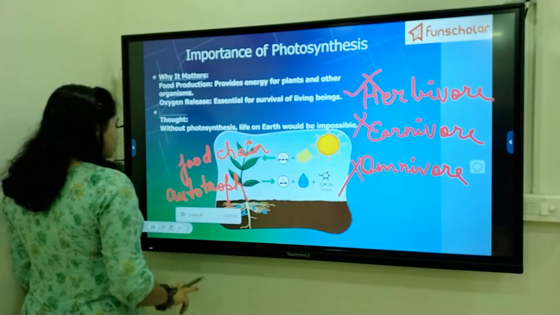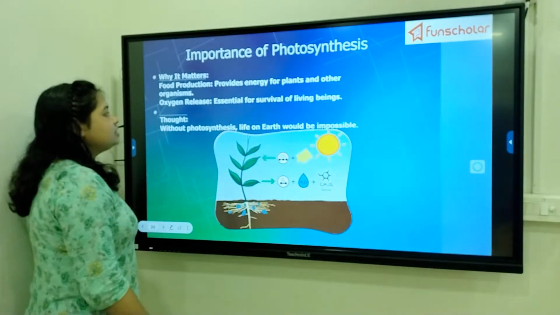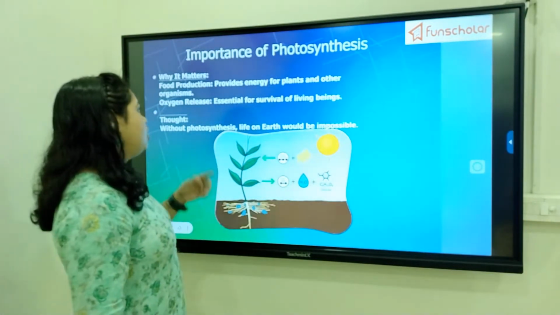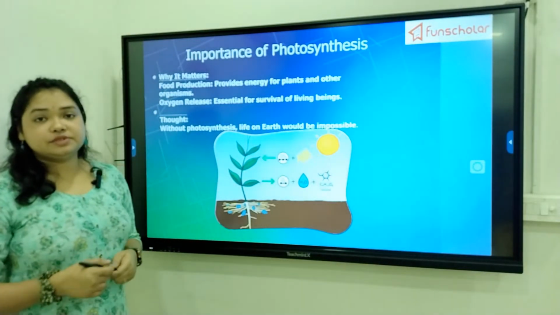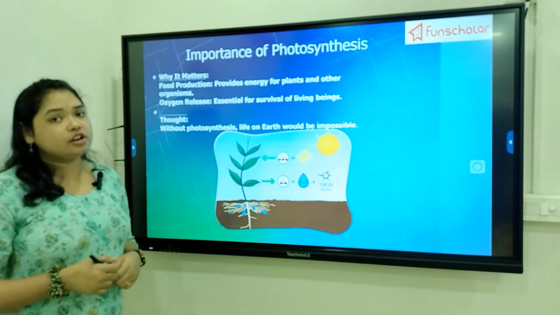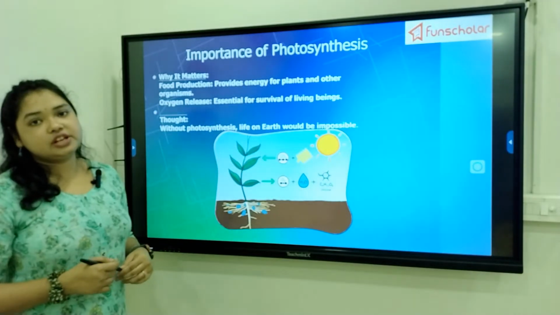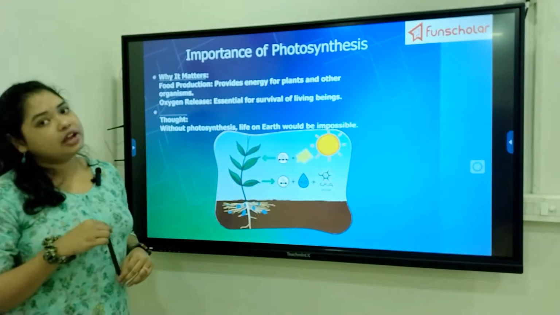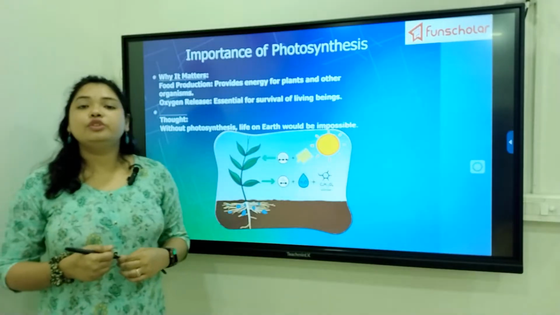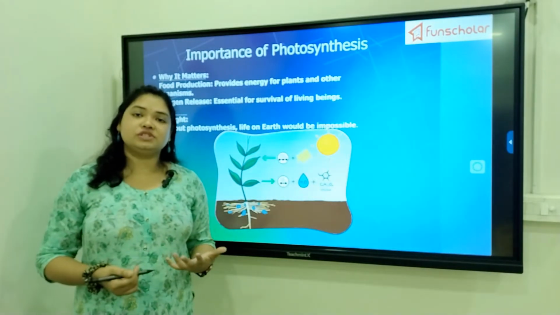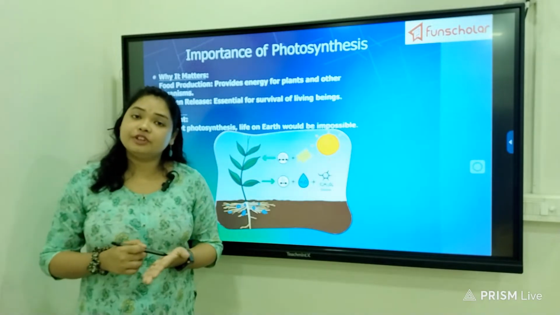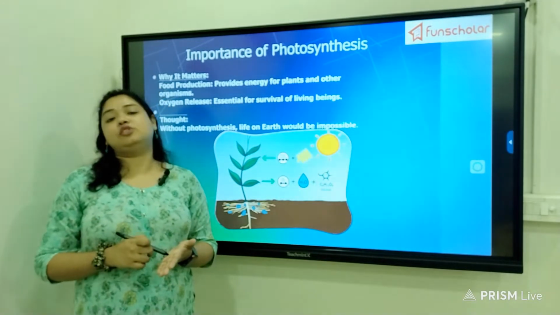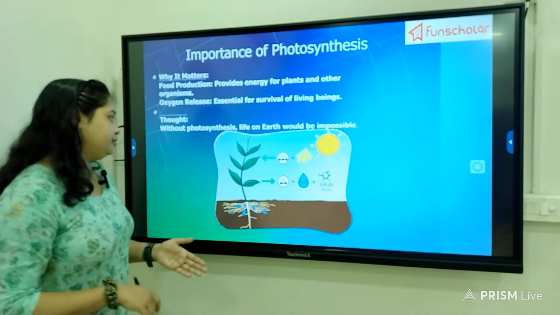And also, since oxygen is released as the byproduct of this process, the living organisms including the plants themselves cannot survive if oxygen is not available in the atmosphere. So we won't survive without photosynthesis in any of the ways. Number one, due to lack of food. Number two, due to lack of oxygen for respiration.